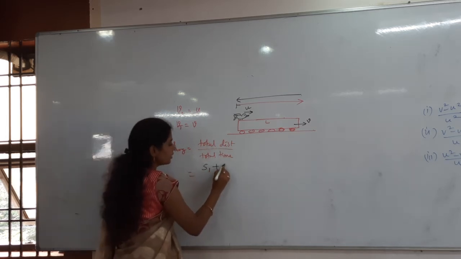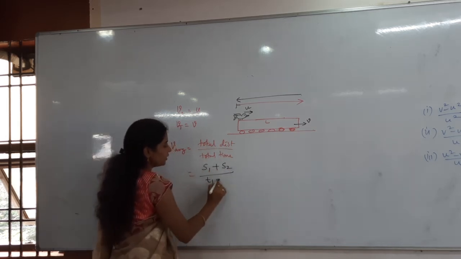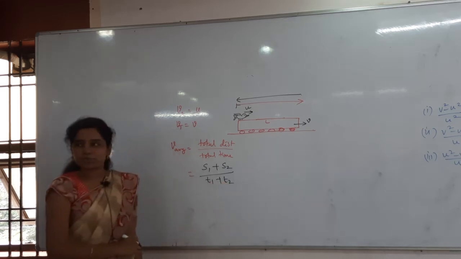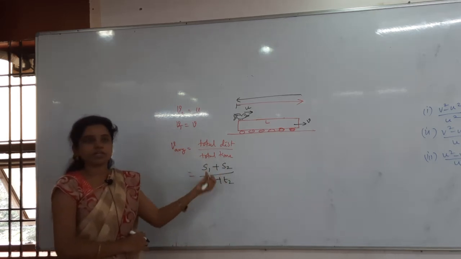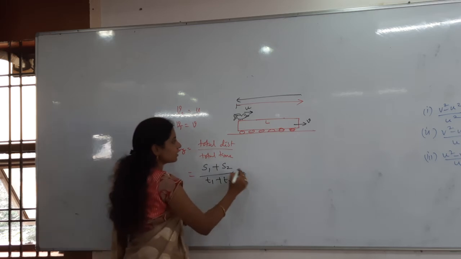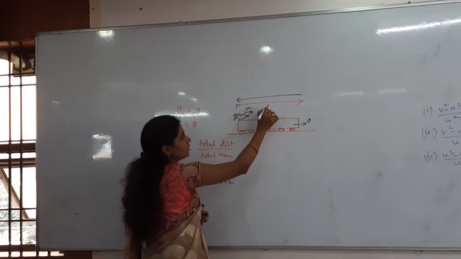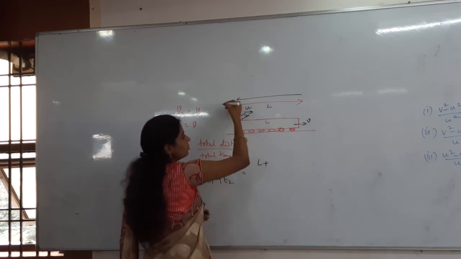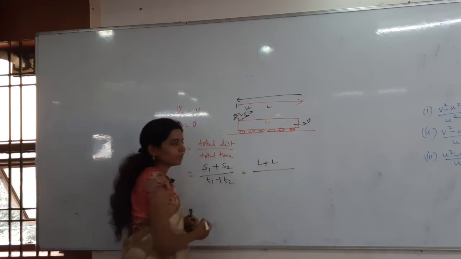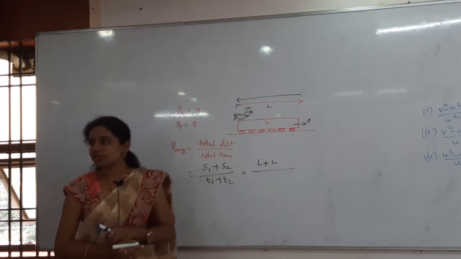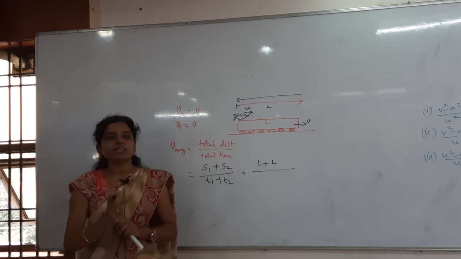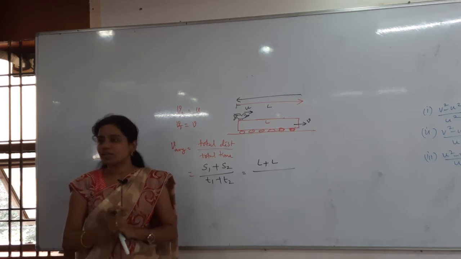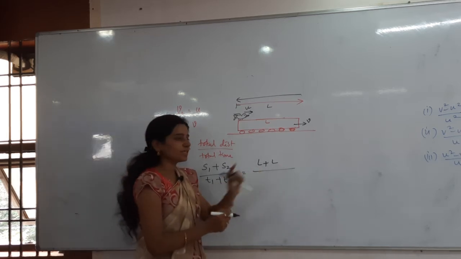Total distance is S1 plus S2 by T1 plus T2. This is the average speed formula, no? Average speed is nothing but total distance by total time. So S1, how much distance first time it is travelling? L. And then next time? L only again. You should not take that as minus L. Why? Because distance is scalar or vector? Scalar quantity. So L plus L.